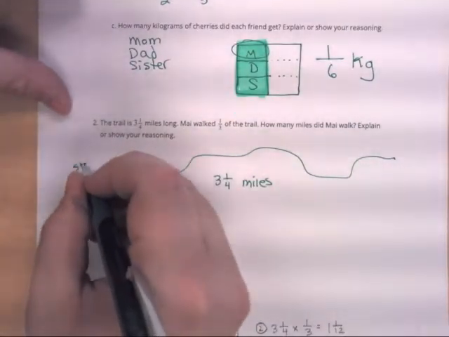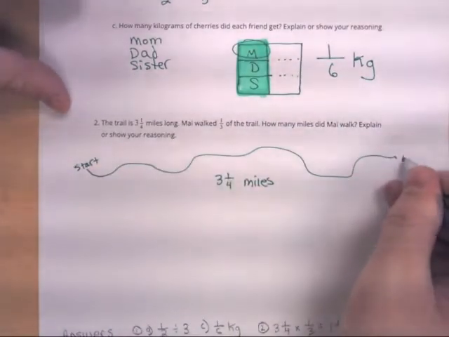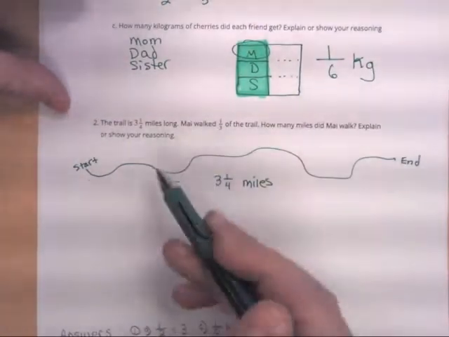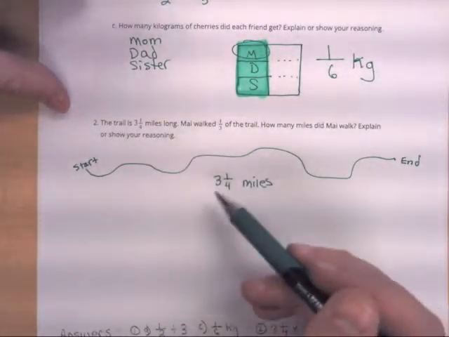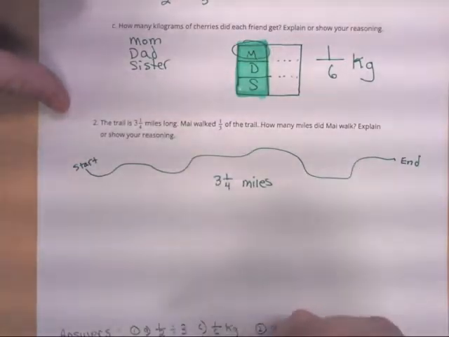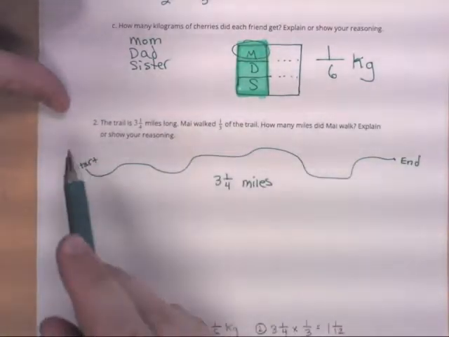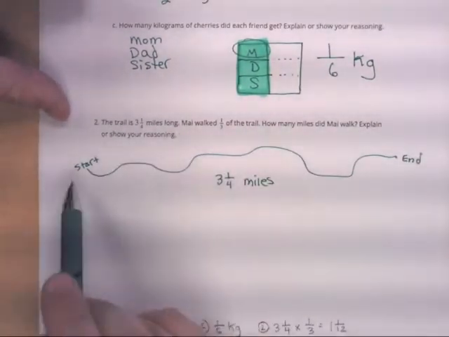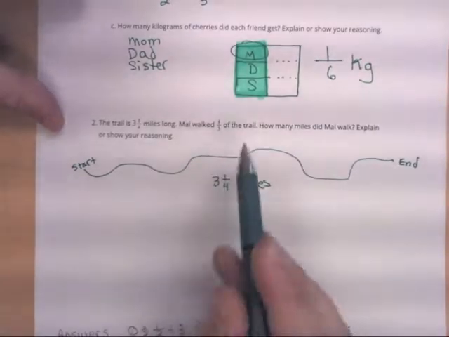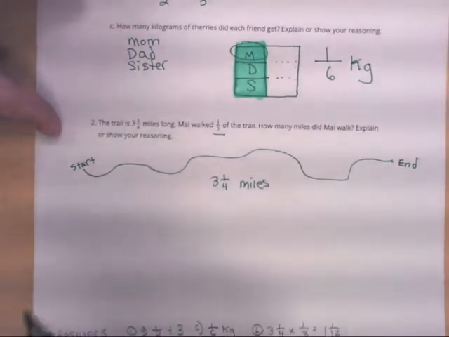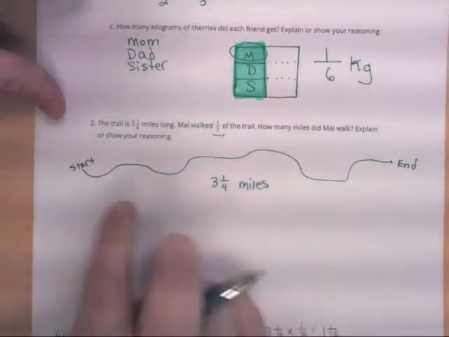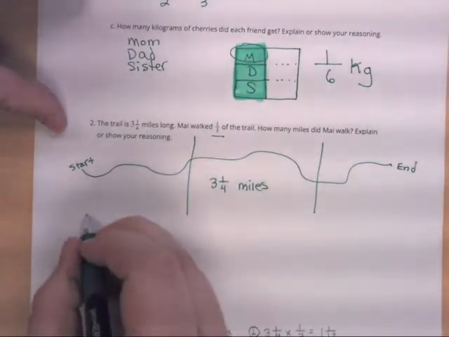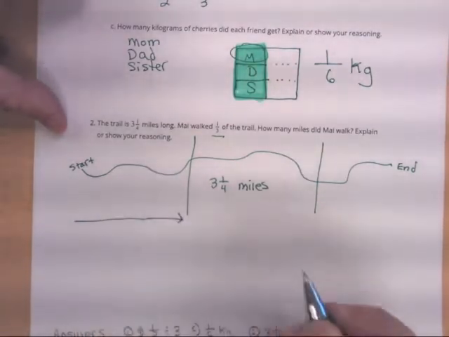There's a starting point and there's an end. And maybe there's some trees and maybe there's a pond or a lake, there's all kinds of things to see between the beginning of the trail and the end of the trail. But May doesn't walk the entire length of the trail. She only walks 1/3 of the trail. So if we were to divide this entire distance into thirds, she only got this far.